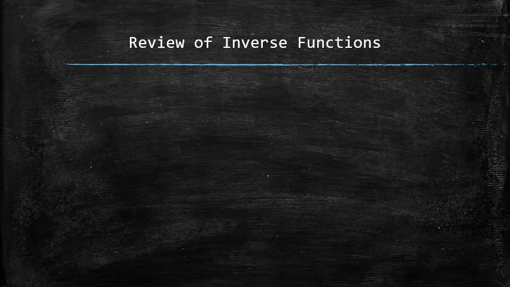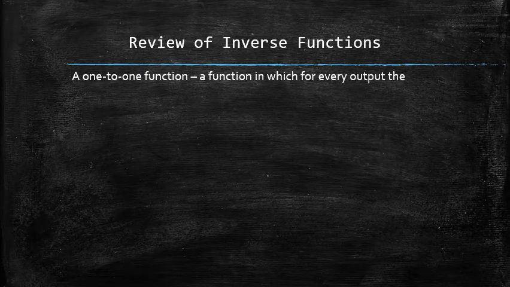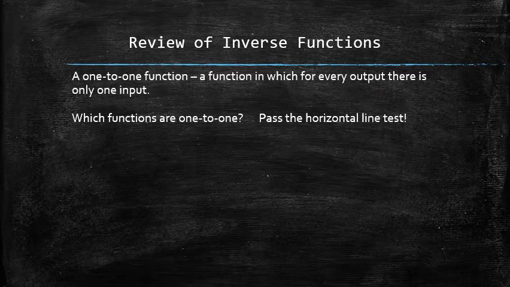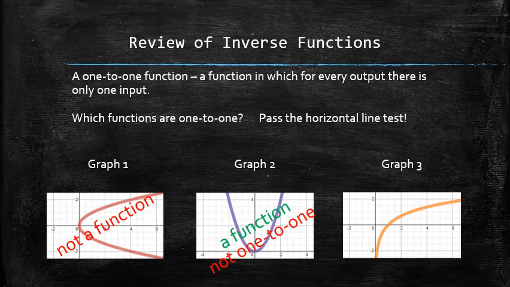Every function has an inverse relation, but not every inverse relation is a function. We define a one-to-one function as a function in which for every output there is only one input. To determine whether a function is one-to-one or not, we use the horizontal line test, which states that if there is a horizontal line with more than one point of intersection with the graph, then the function is not one-to-one. From the following three relations, the one on the left is not even a function, the one in the middle is not one-to-one function, and the one on the right is one-to-one function.